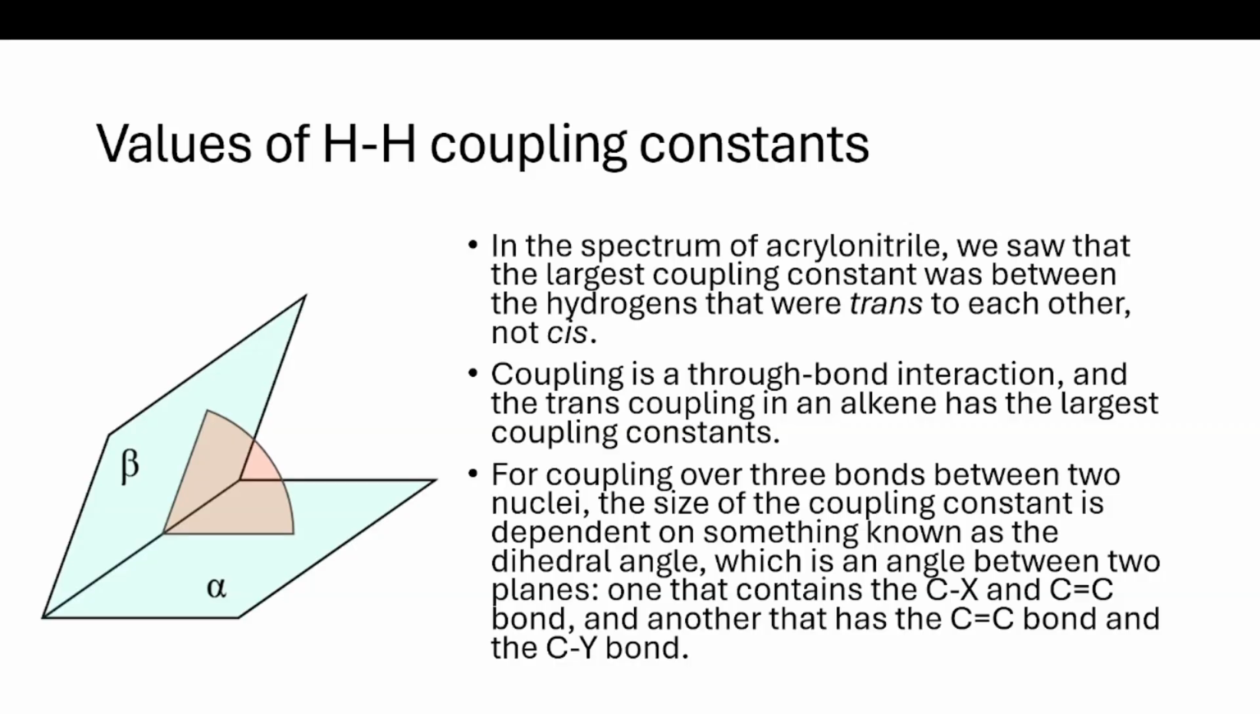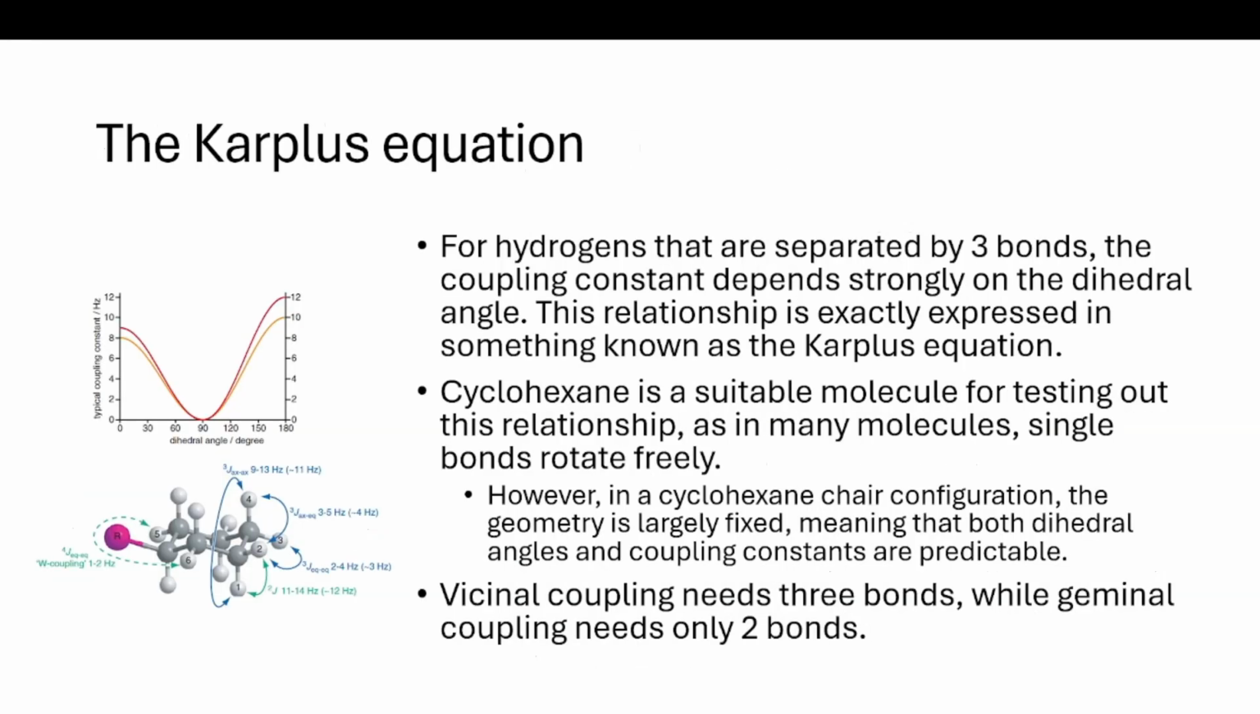If we have a plane that contains the carbon-X bond and the carbon-carbon double bond, and we have another that contains the carbon-carbon double bond and the carbon-Y bond, then we can determine the angle between those two to look at the exact value of the coupling constant. And this, in fact, is in something known as the Karplus equation.